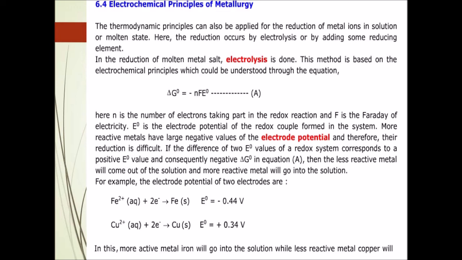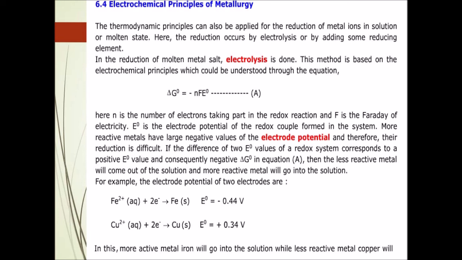Now what about the metal oxides of highly reactive metals? Metal oxides of highly reactive metals like sodium, potassium, magnesium and aluminium are reduced by electrochemical methods or by electrolytic reduction. In simple terms, by electrolysis. The process of extraction of metal by electrolysis from their fused salts is called electrometallurgy.